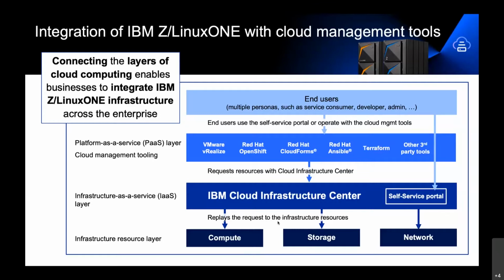And those RESTful APIs, to be specific, OpenStack capable APIs, those are the ones that make it possible to integrate with the platform as a service layer here on top, so that someone who is an end user of OpenShift, for example, can work with OpenShift, and under the covers OpenShift is talking through Cloud Infrastructure Center to our Z infrastructure.